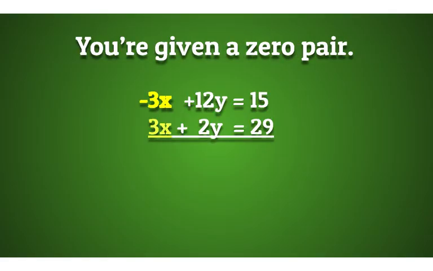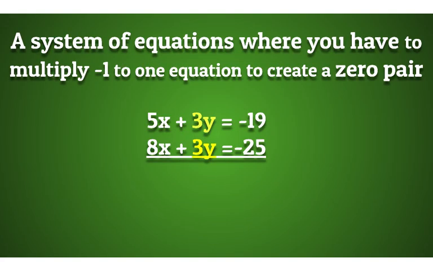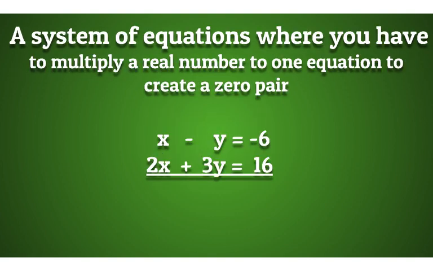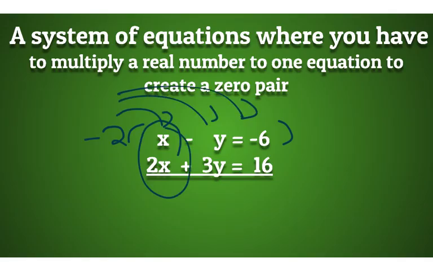Now there are three types of elimination problems. The first is they give you the zero pair. The next type of question is they don't give you a zero pair, but you will have to multiply a -1 to the entire equation in order to create the zero pair. But it's pretty obvious where the zero pair is. And then there are equations that don't give you a zero pair or even close to it, and you're going to have to multiply a real number like -2 to everything in order to create that zero pair.